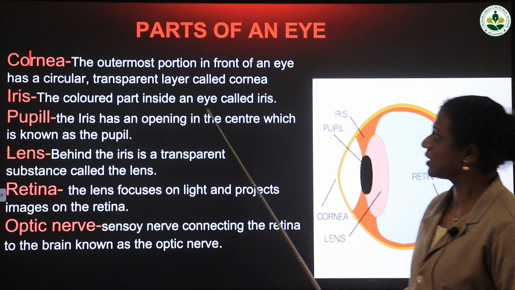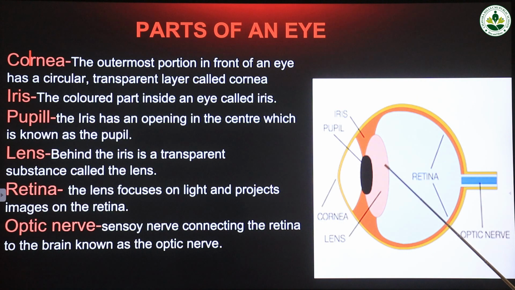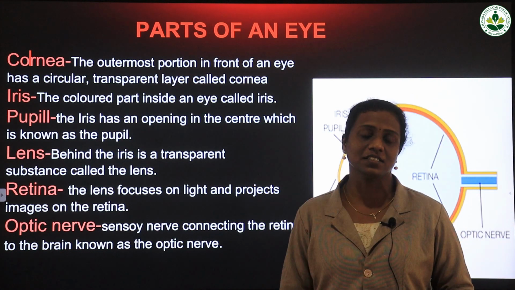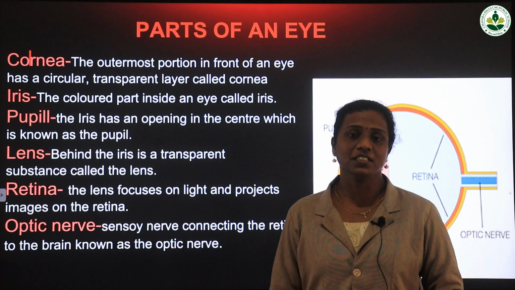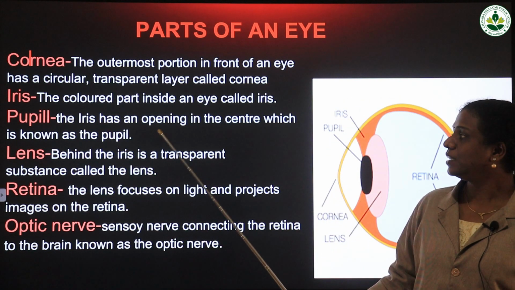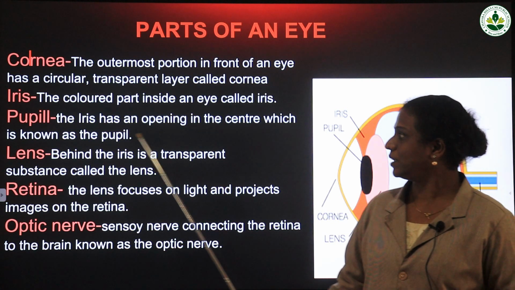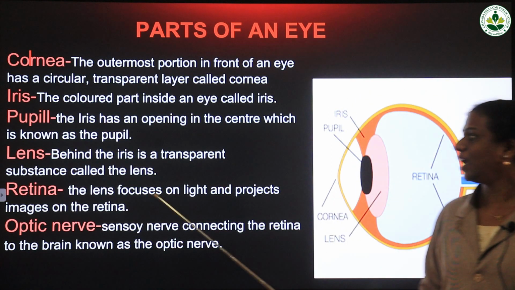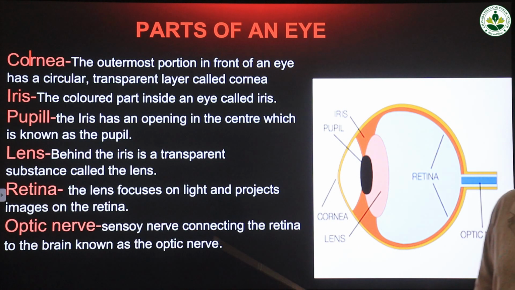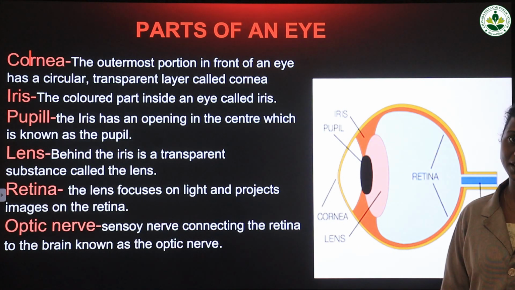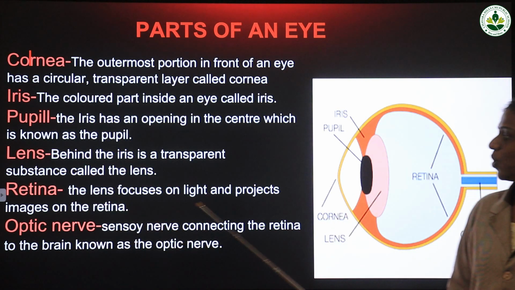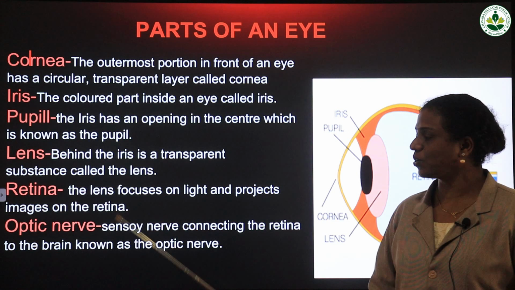The next part is the colored part inside an eye. It is known as iris. At the center of the iris, there is a small opening. It is known as pupil. Next, behind the iris, a transparent substance is there. It is known as lens. The next is retina. The lens focuses light and projects images on the retina.